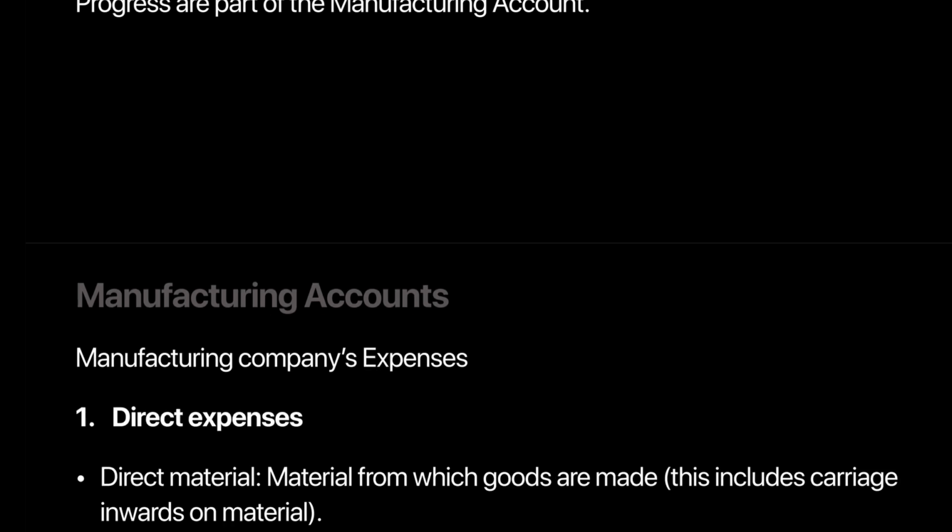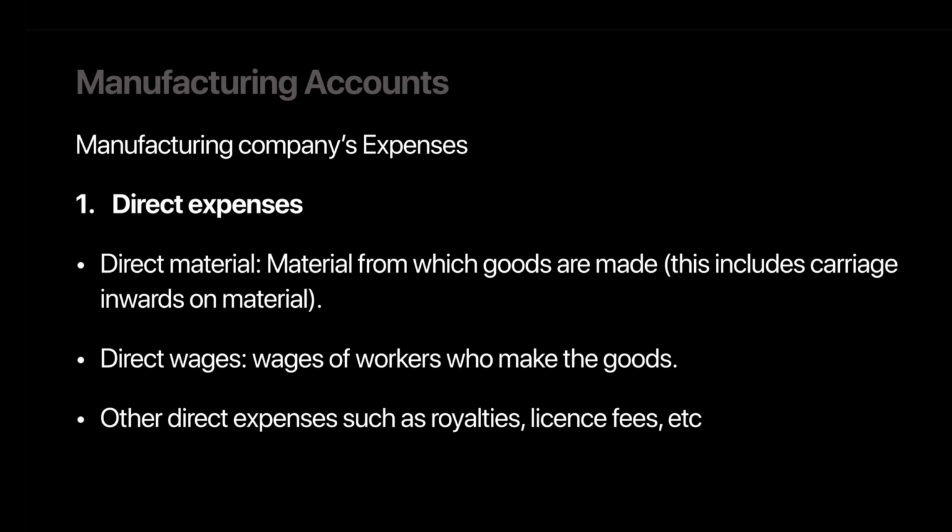Alright, so now we can classify our expenses like this. Direct expenses, as discussed, direct cost would be composed of direct material. That's the material you would incur to manufacture your good, which would also include the carriage inwards on material. Direct wages would be for the staff who are responsible for manufacturing this good. Any other direct expense, such as royalties, license fees.